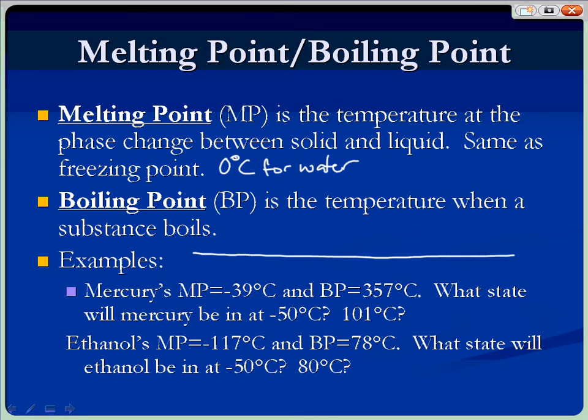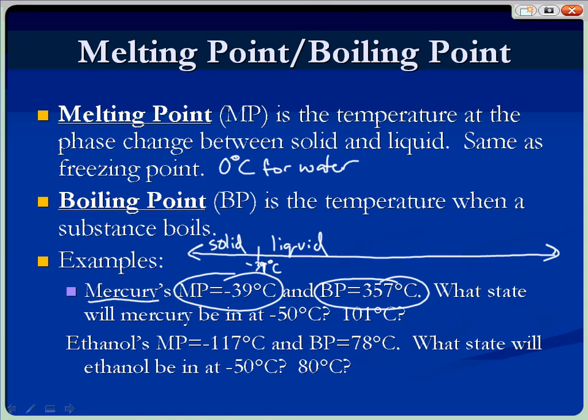So this is a number line, goes from low numbers to high numbers. Let's look at the example of mercury. Mercury's melting point is negative 39. So I'm going to put negative 39 degrees C here. That means at a lower temperature than that, mercury is a solid. And at a higher temperature than that, mercury is a liquid. Mercury's boiling point is 357 degrees C. So I'll put 357 here. That means below 357, mercury is a liquid, and higher than 357, mercury is a gas.